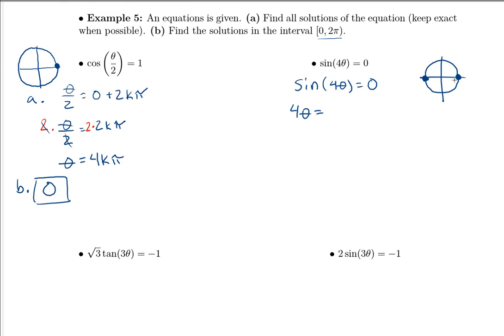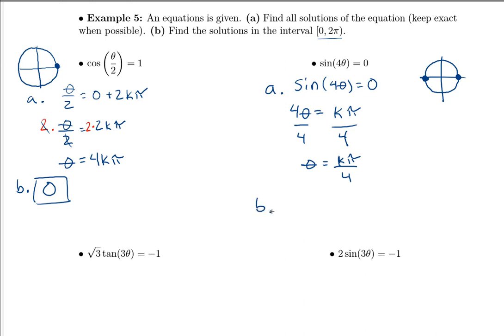But hey, if they're spaced out like this, instead of giving 2 different solutions, would you agree that I should just be able to say 0 plus pi plus another pi plus another pi? So in other words, I can just say 0 plus k pi, or just k pi, right? Sine is going to be 0 every single multiple of pi. And then I can divide by 4. So theta equals k pi over 4.